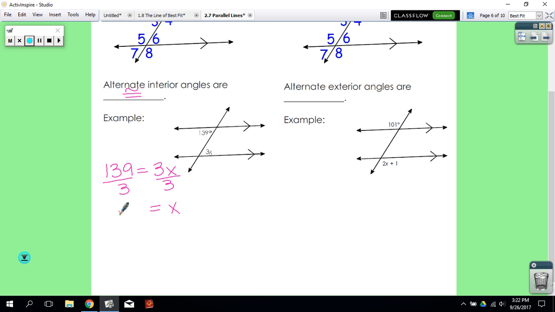Let's see, what is that? 3 goes into 13 4 times, 19, 6 point something. Hold on, 139 divided by 3, 46.3, repeating. Again, not the degrees, just what x is equal to.